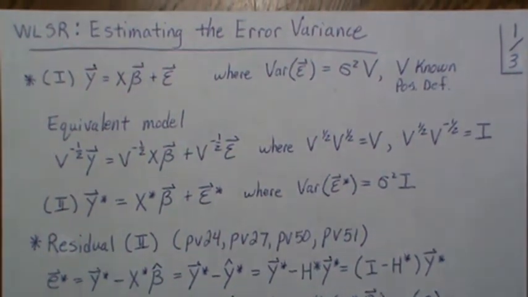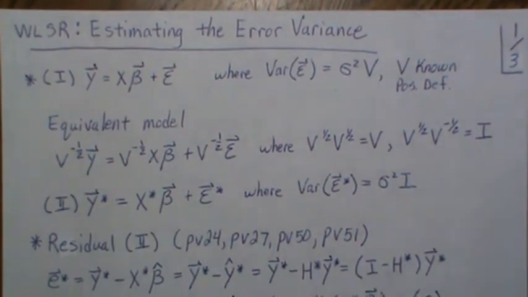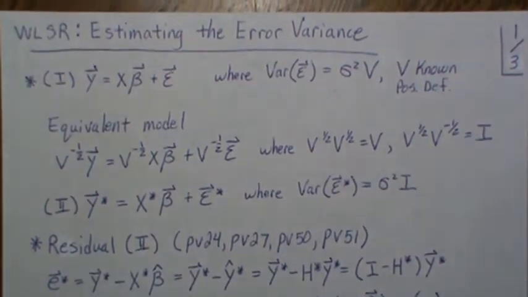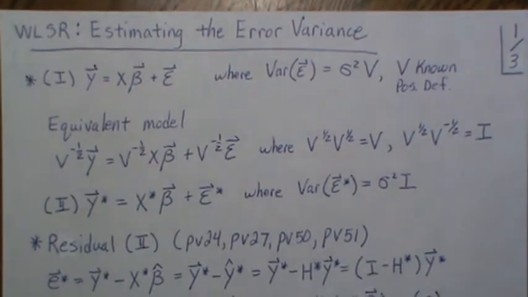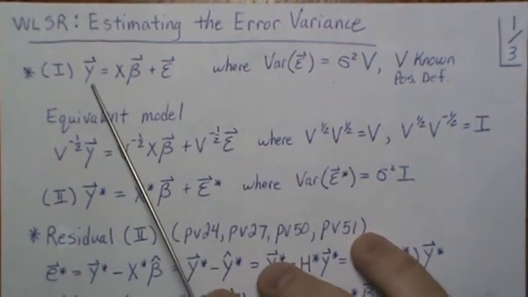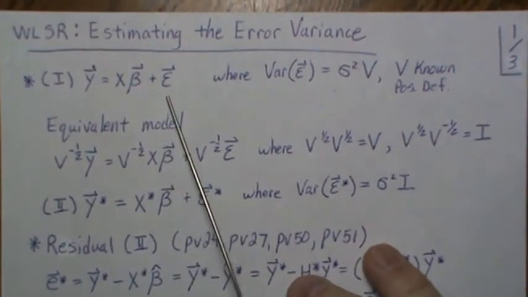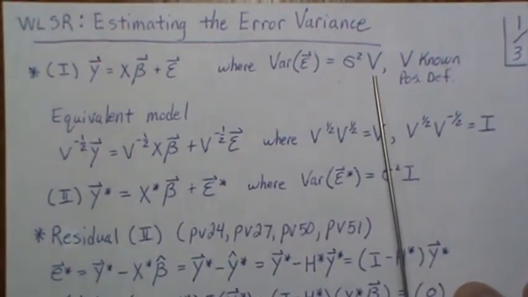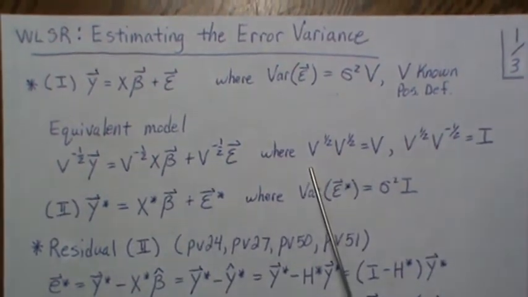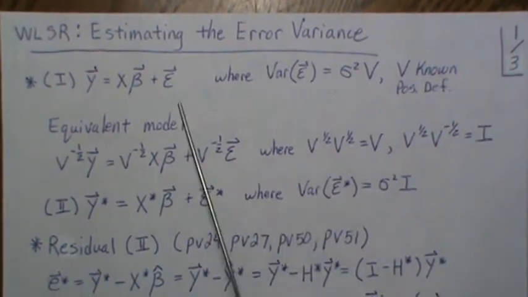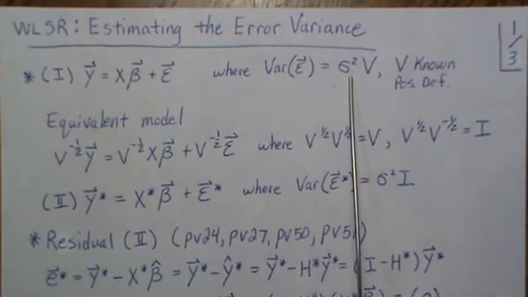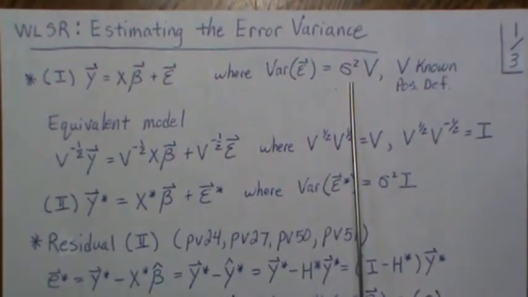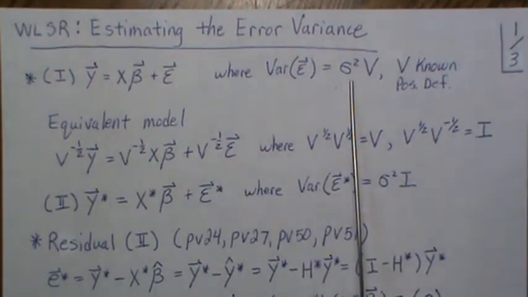Hello, in this video we're in the weighted least squares regression setting, and we're going to estimate the error variance and derive its distributional properties. As a reminder, model 1 is y equal to x beta plus epsilon, where the variance of epsilon is sigma squared v, where v is a known positive definite matrix. And the goal is we want to estimate sigma squared, develop an unbiased estimate for it, and then look at the distributional properties of our unbiased estimate.